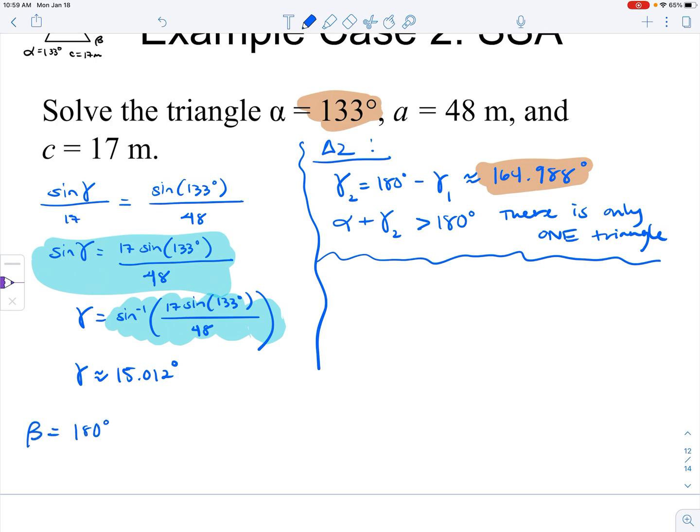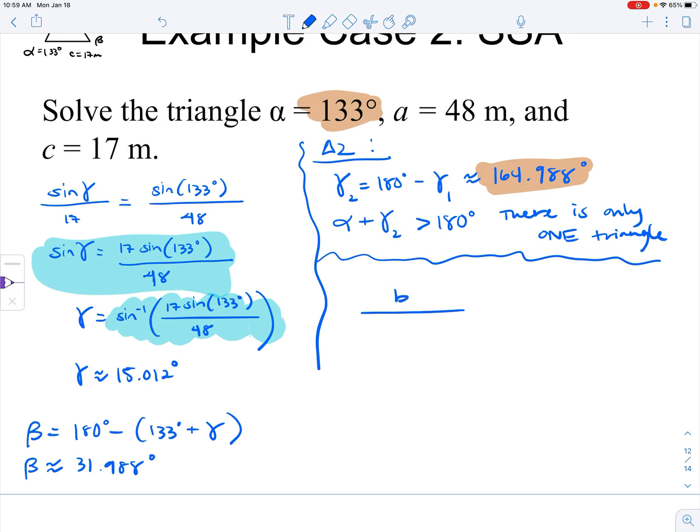well, we could solve for beta, the last angle. So beta would be 180 degrees minus 133 degrees plus gamma. And it's good you've already stored gamma in your calculator. Now you can just type in 180 degrees minus 133 degrees plus whatever letter you stored gamma under. And when you hit enter, you get that beta is approximately 31.988 degrees.